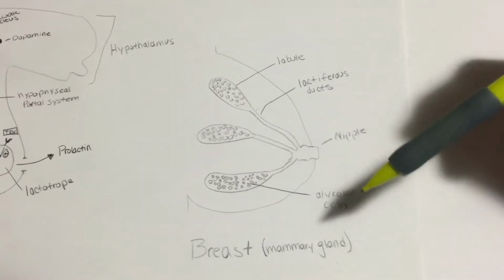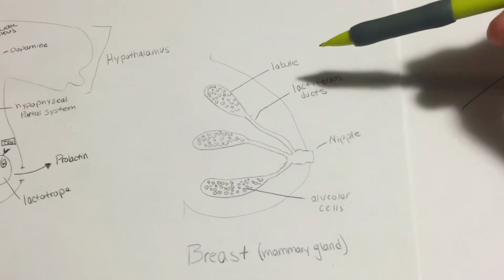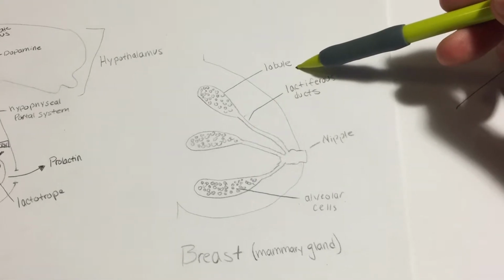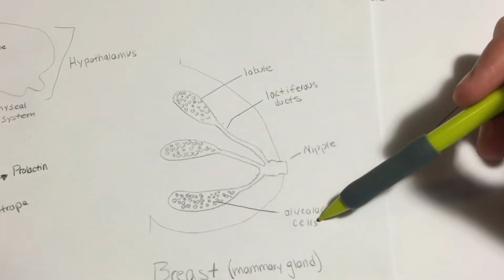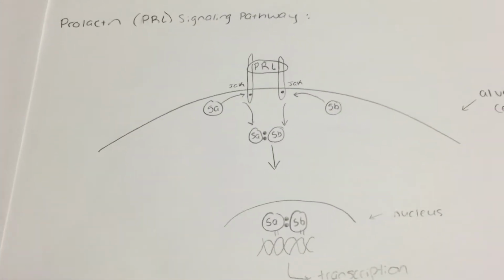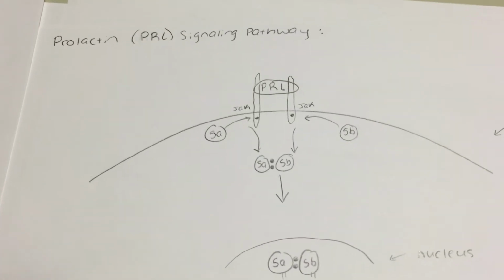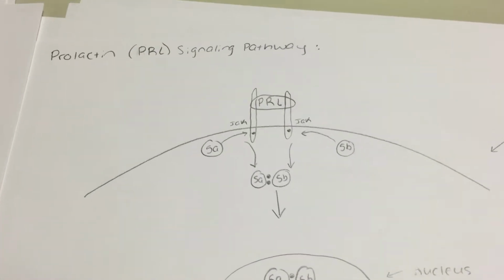This is a view of the female breast and the mammary glands. The mammary glands consist of the lobule, which contain the alveolar cells. Here is a close-up view of what goes on in the alveolar cell in response to prolactin. Prolactin is involved in the production of milk from mammary glands from the following mechanism.